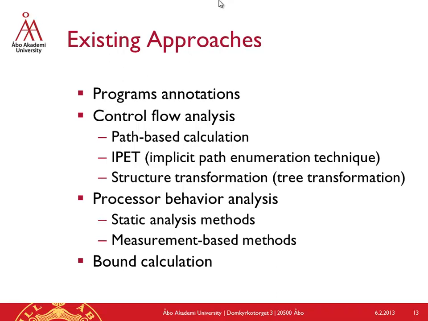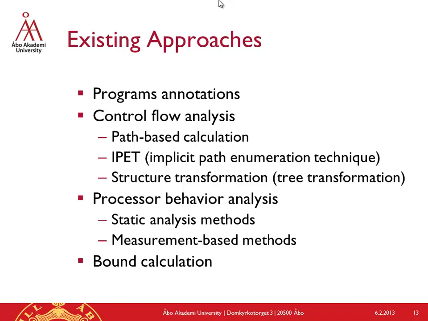What do program annotations allow you to do? They allow you to limit, for example, the number of iterations of a specific loop. Because these tools do not allow you to automatically estimate this number of iterations safely, you can just limit it yourself. You can basically provide this annotation, some specific additional information about your code, to these tools.